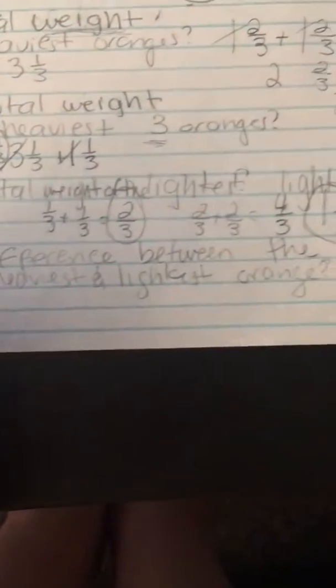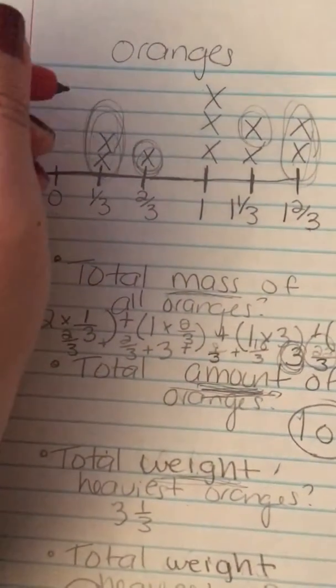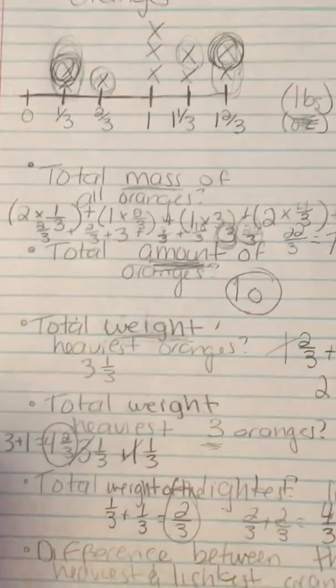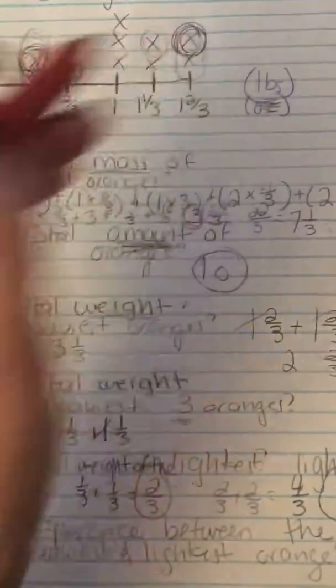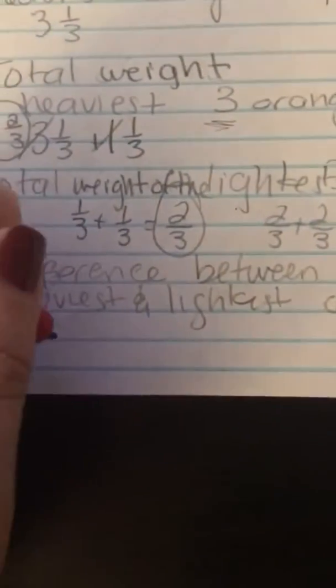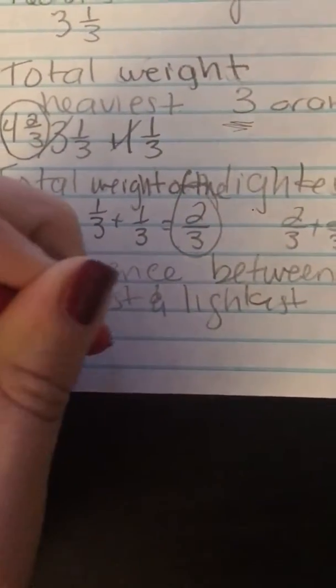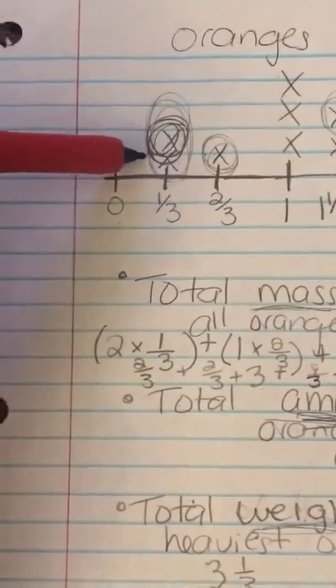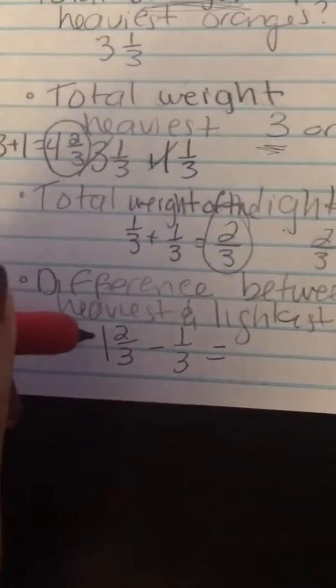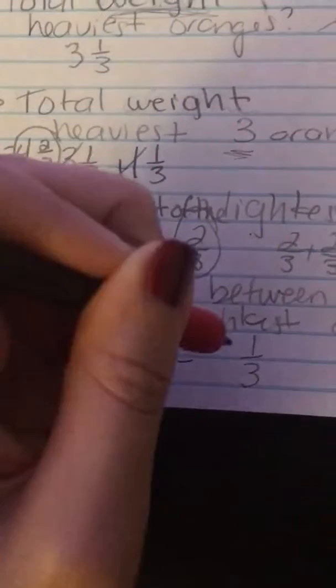Okay, the difference between the heaviest and the lightest orange. Okay, so my lightest orange is 1/3. My heaviest orange is 1 and 2/3. So difference means subtract. So 1 and 2/3 minus lightest orange is 1/3. Okay. 2/3 minus 1/3 is 1/3, and I have my whole.